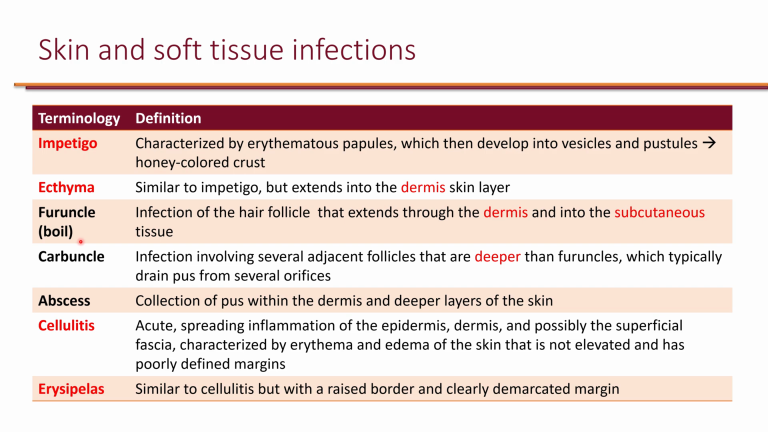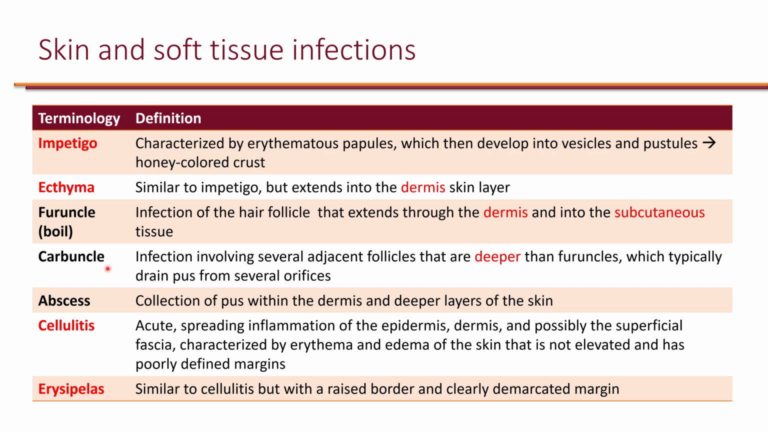So it's still in the skin, but it's a bit deeper. A furuncle or a boil is an infection of the hair follicle that extends through the dermis and into the subcutaneous tissue. A carbuncle is an infection involving several adjacent follicles that are deeper than a furuncle, which typically drains pus from several orifices. An abscess is a collection of pus within the dermis and deeper layers of the skin.